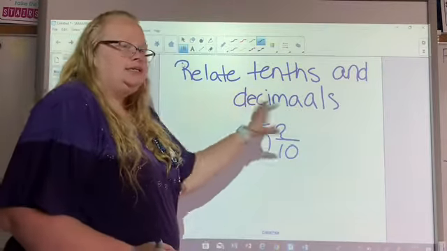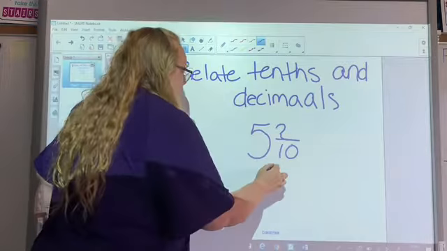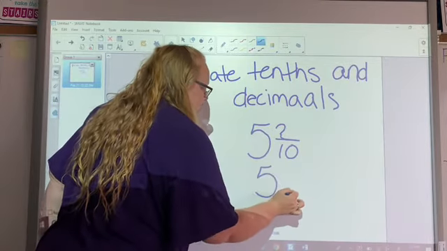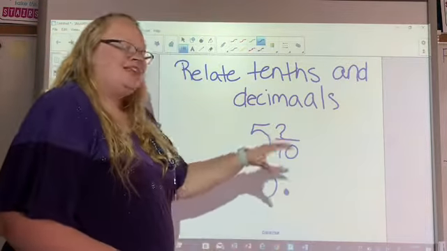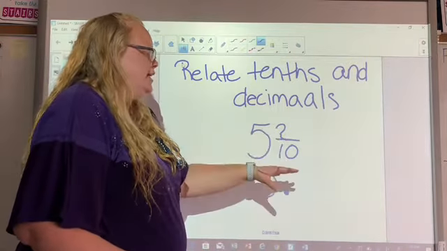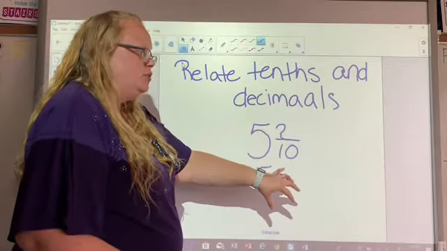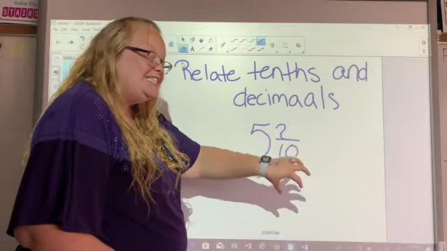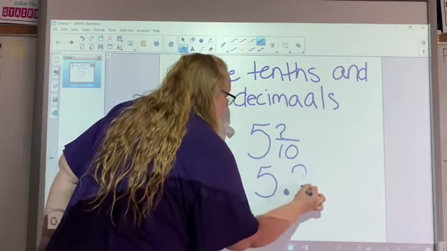Now your student may also have something that looks like this, 5 2/10. They know that with this mixed number, the big number is the whole that was pulled out, so you put the big number first, then your decimal, and the 2/10. The 2 goes in the tenths place because it's the tenths place value, so 5.2.